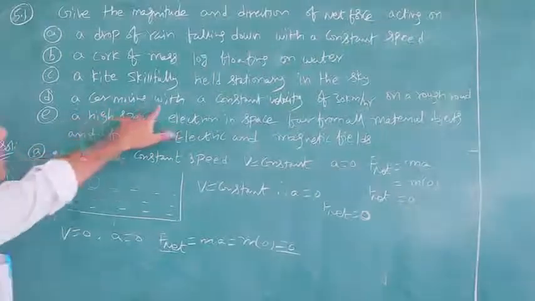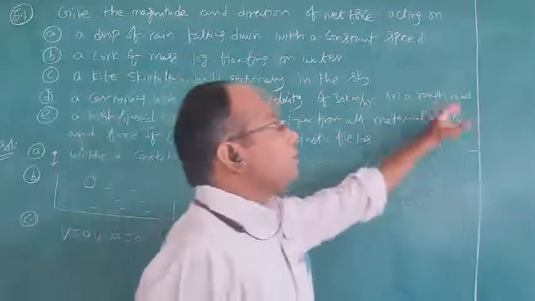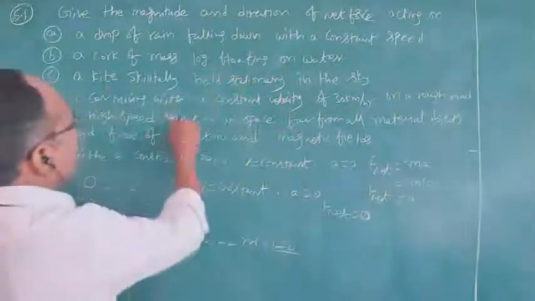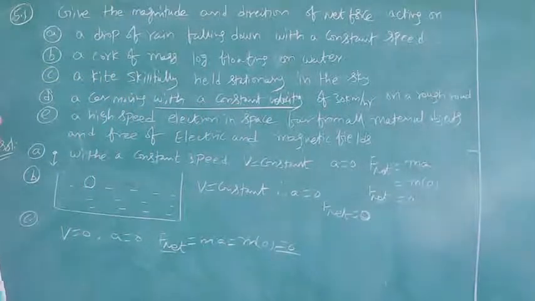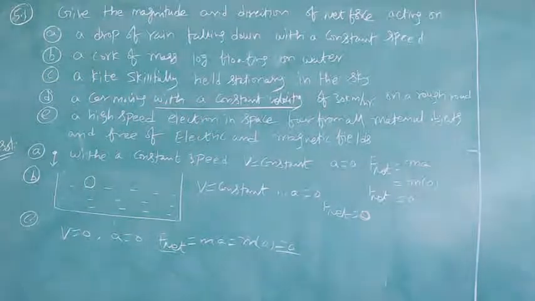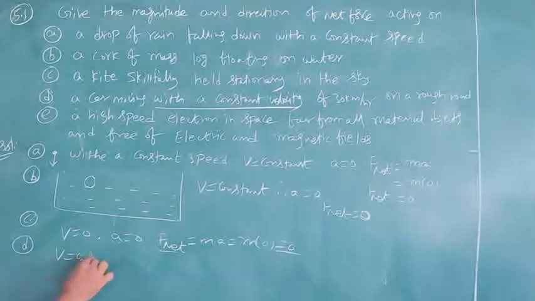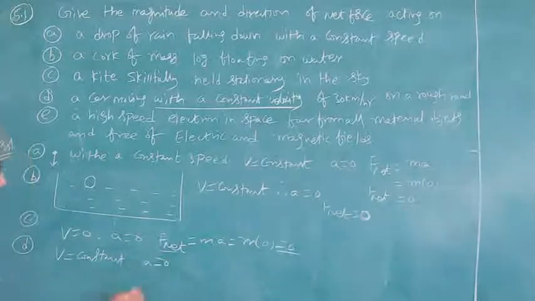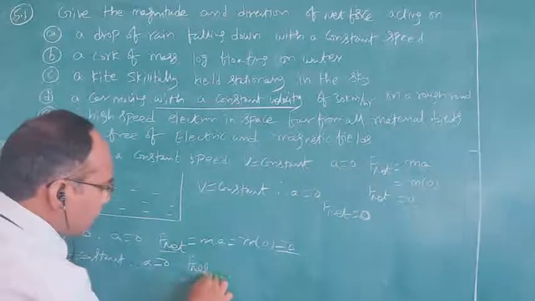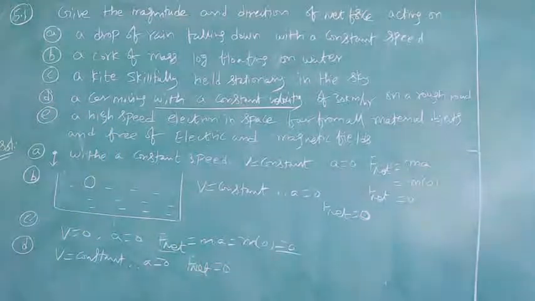A car moving with a constant velocity of 30 km per hour on a rough road. So here also it is moving with a constant velocity. Then what is the value? So constant velocity means what? V is equal to constant. Constant means what? A is equal to 0. The same thing. Net force is 0. Next.